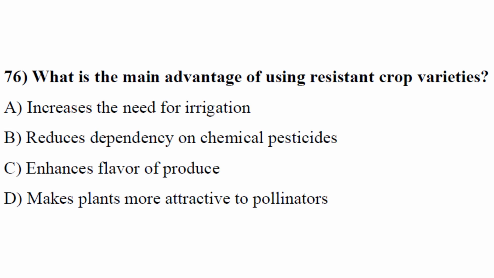76. What is the main advantage of using resistant crop varieties? A. Increases the need for irrigation. B. Reduces dependency on chemical pesticides. C. Enhances flavor of produce. D. Makes plants more attractive to pollinators. Answer: B. Reduces dependency on chemical pesticides.